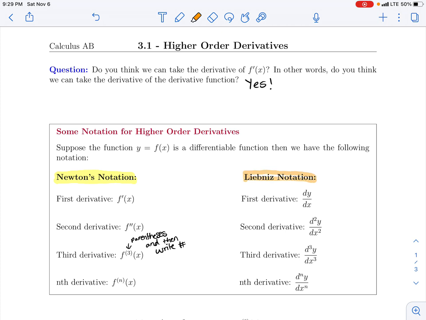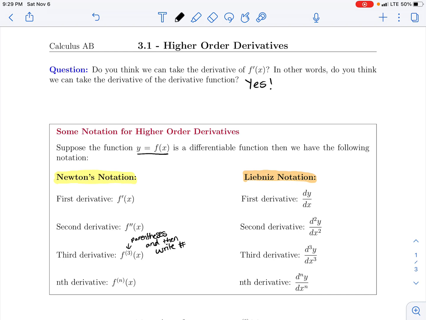Okay, and then here on the right, we have Leibniz notation for higher order derivatives. So we're already familiar with dy dx, which just means take the derivative of the function y with respect to the x variable. Here you see that I define the function f of x as y equals f of x. So we can understand that we're talking about y being our function in the numerator. So again, take the derivative of y with respect to the x variable. That would be the first derivative.